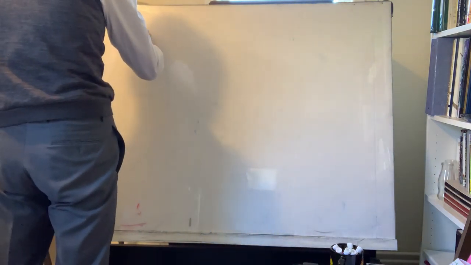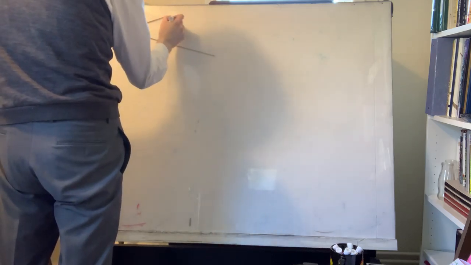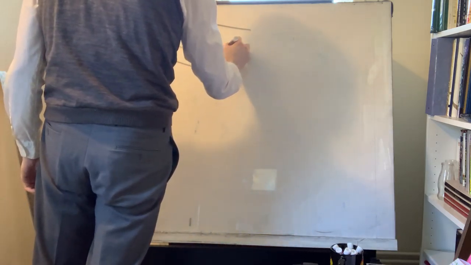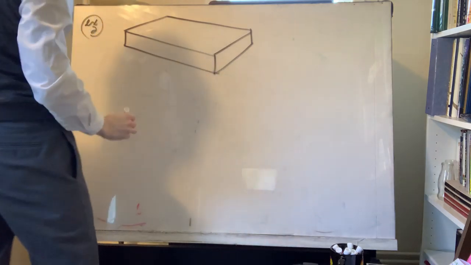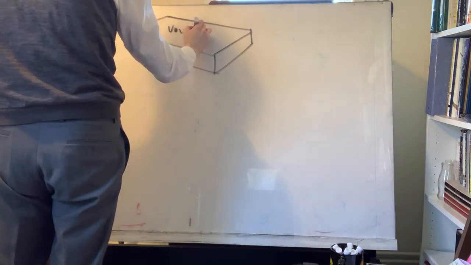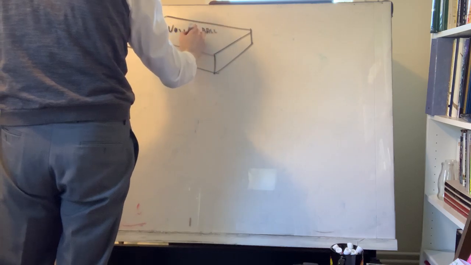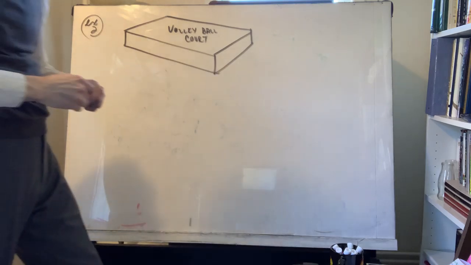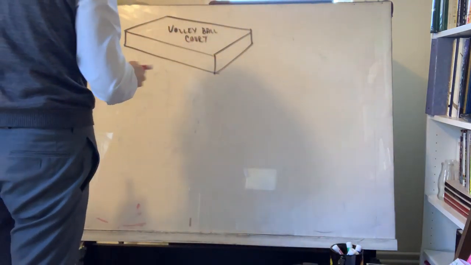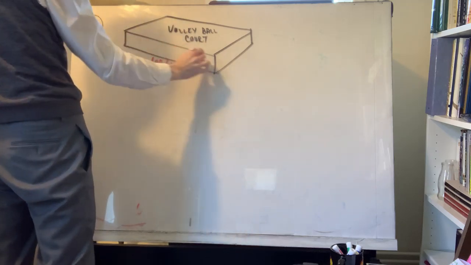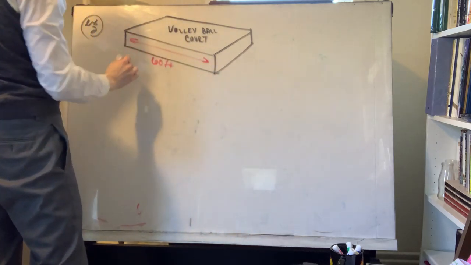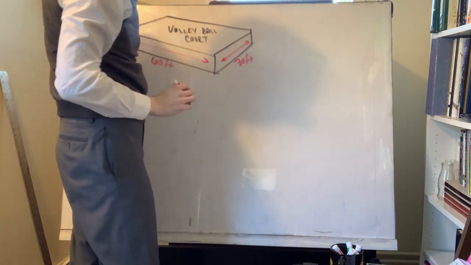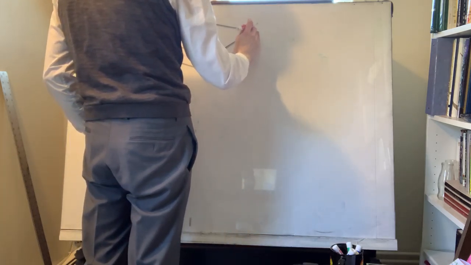they're talking about a volleyball court, and the volleyball court is a sandbox, basically. So you would have something that looks like this, a rectangular solid. It has a depth to it, like a sandbox. The dimensions that are quoted to you are that it is 60 feet long this way. And it is half as much this way, 30 feet. And the depth of it, now they're trying to throw you, is 18 inches.